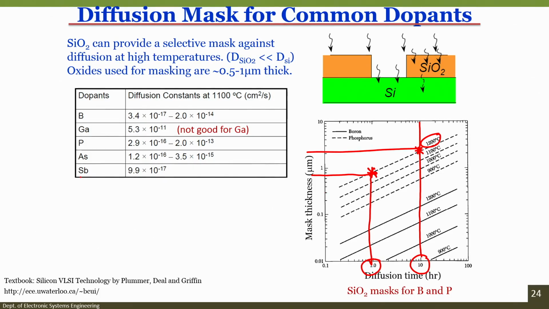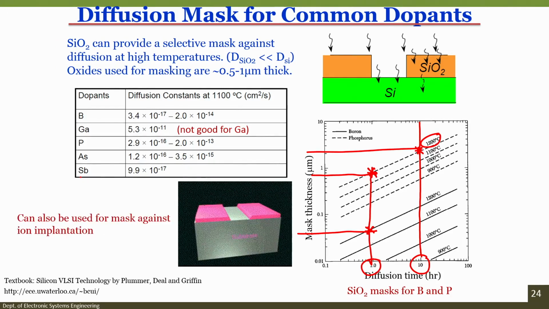But in case of boron, if I want to diffuse boron into silicon, and again the time is 1 hour and the temperature is 1200 degree centigrade, then you can see here that you require silicon dioxide which is close to 0.05 micron or 500 nanometer. So, this chart, this plot, helps us to understand what the thickness of silicon dioxide should be, to be used as a mask for the common dopants, depending on the diffusion time and the temperature for that particular dopant. All right. Let us go to the next slide.